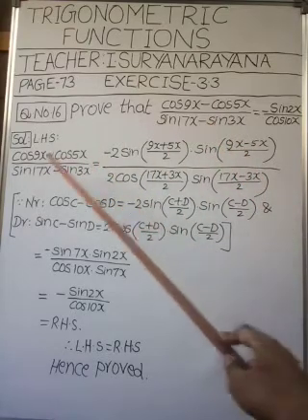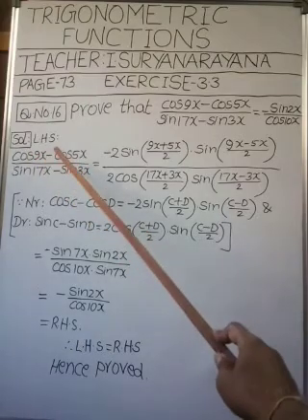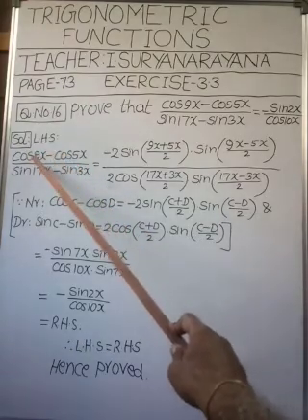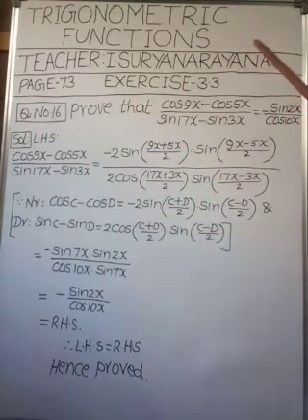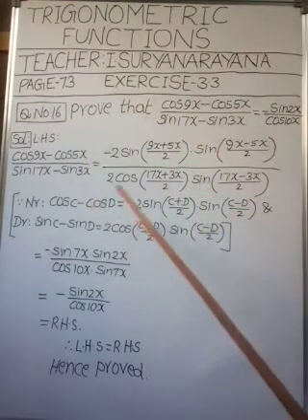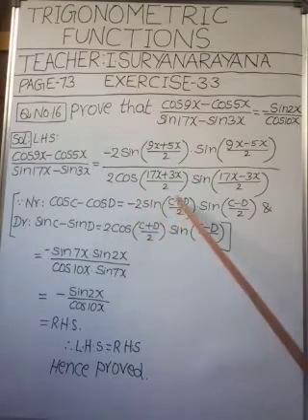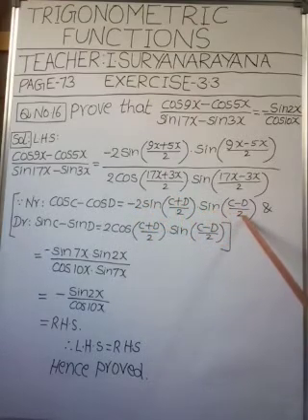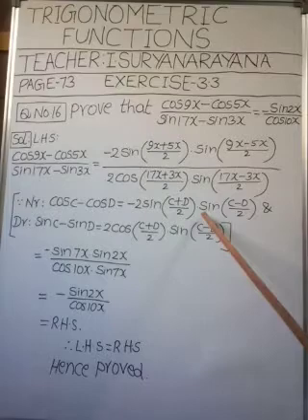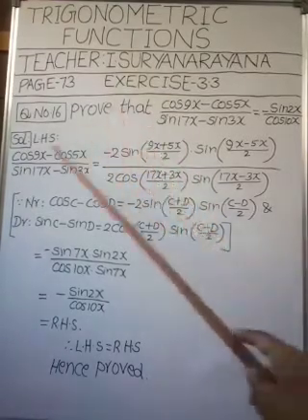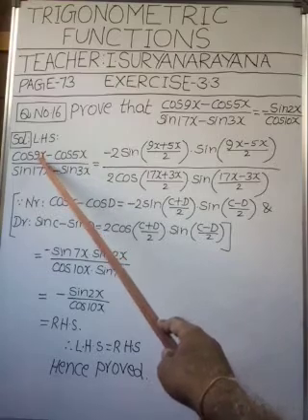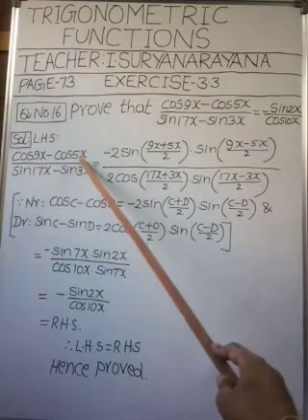That is equal to, if you observe the numerator part, it is in the form of cos C minus cos D. What is the transformation formula for cos C minus cos D? Yes, minus 2 sin C plus D by 2 sin C minus D by 2. We have to use this transformation formula in the numerator. So, in the place of D, here 9x is there, in the place of C 5x is there.